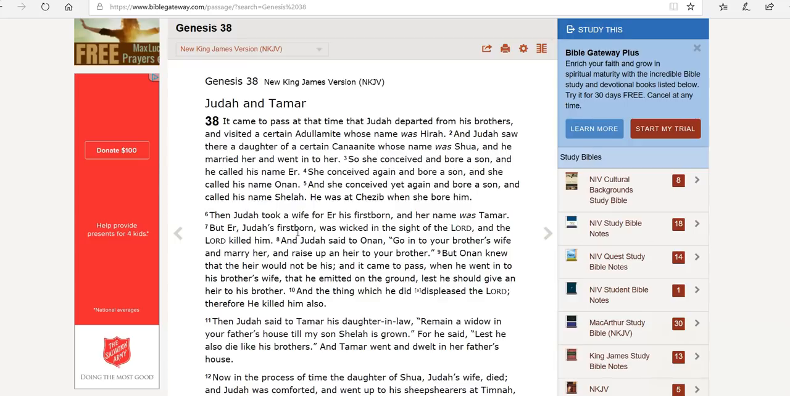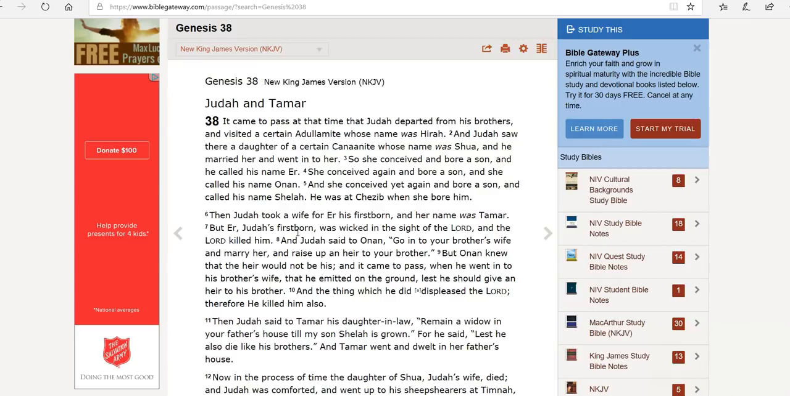So then Judah took a wife for his firstborn, and her name was Tamar. But Judah's firstborn was wicked in the sight of the Lord, and the Lord killed him. And so Judah said to Onan, his second son, "Go into your brother's wife and marry her and raise up an heir to your brother." But Onan knew that the heir would not be his, so he didn't do what he was asked to do. And this displeased the Lord, and therefore he killed him also.